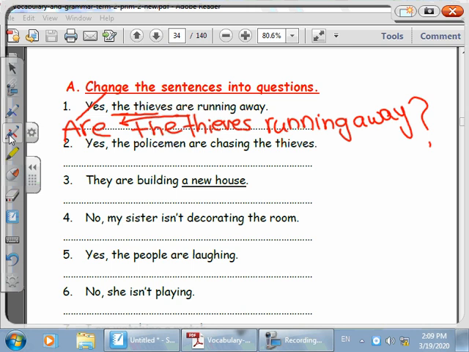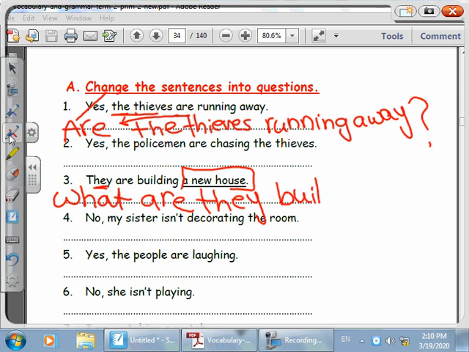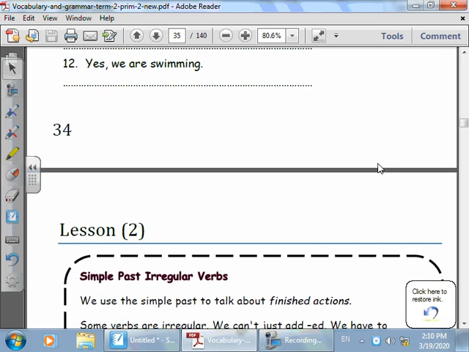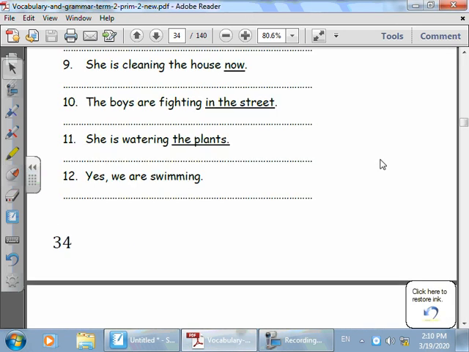Here, number 3. They are building a new house. Here, a new house is a thing. If you want to ask about a thing, what shall you use? You use what. So I will write here, what are they building? What are they building? Let's write the answer. The answer is they are building a new house. That's good. That's fine, and this is the lesson of today.